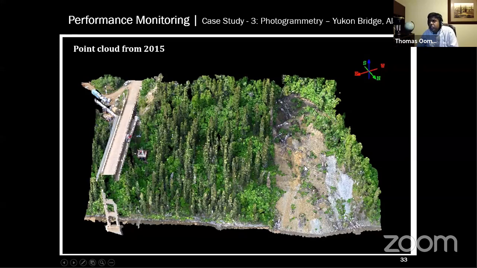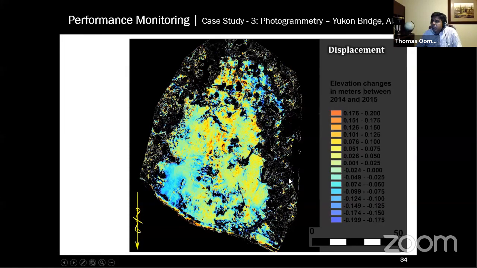And we did a change detection between 2014 and 2015. You can see here, what we found was that there are only erosional features happening. There is no large movement at this site between the two time periods, mostly material eroding from some of the deposited area and getting accumulated in the toe of the slope. That is all that was happening.